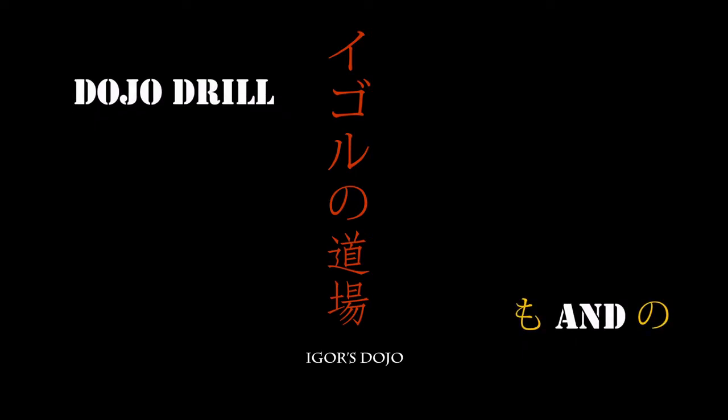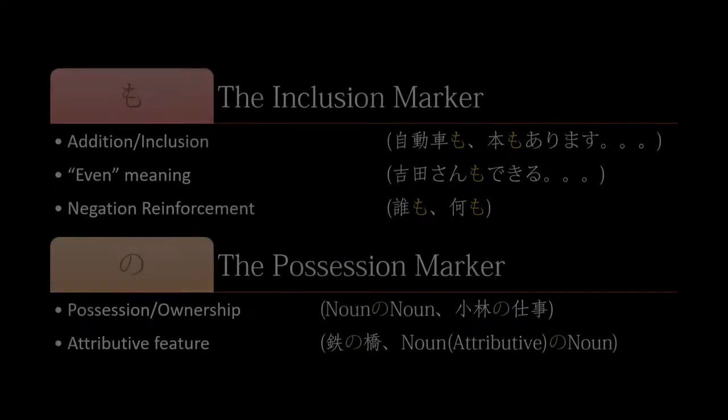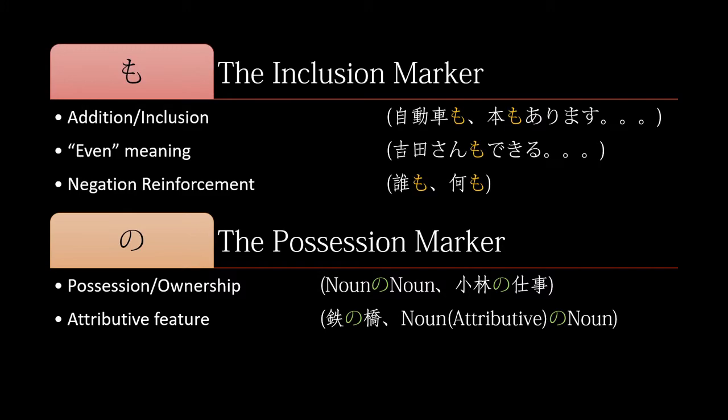In our second Dojo Drill video, we will focus on the particles mo and no, the first of which is the particle of inclusion as well as of addition, while the second particle no is the particle of ownership and it has attributive functions. Once again, here is the brief summary of the particles in question and how they appear in a sentence carrying out their main functions.